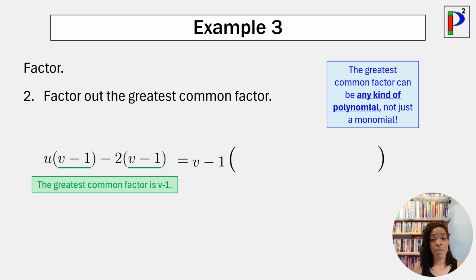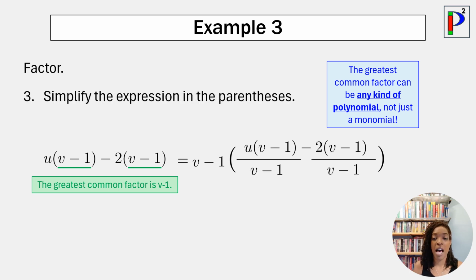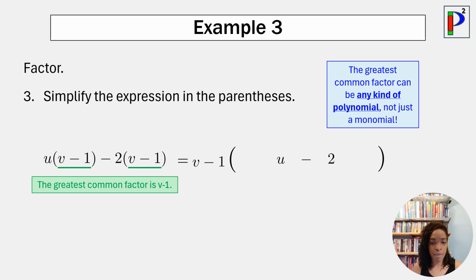So I bring it outside of my parentheses, and then again, I'm going to divide my expression by my greatest common factor. I simplify in my parentheses, and I'm left with u minus 2 inside. So my final factored form is v minus 1 times u minus 2. Let's box that, and we're done.